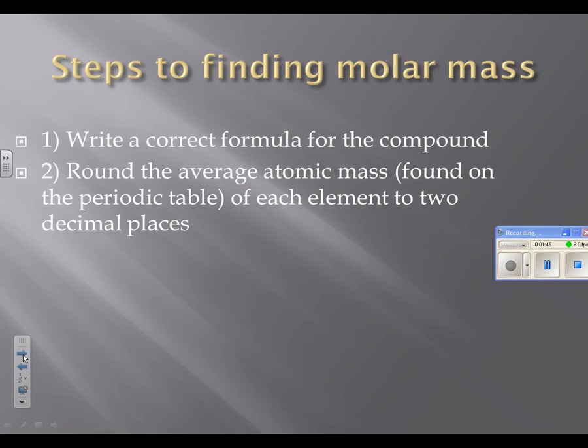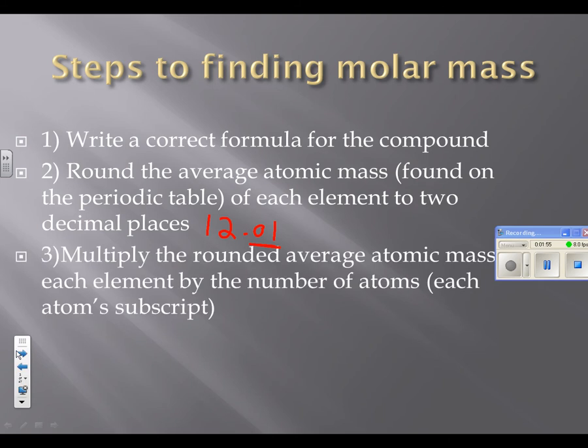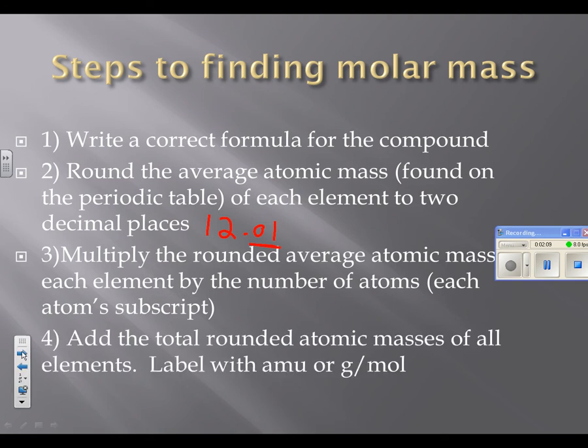That means if we're dealing with carbon, carbon would be 12.01. Those last 2 decimal places is what we need. Make sure you round correctly. Number 3, multiply the rounded average atomic mass of each element by the number of atoms, which means the subscript. So you're going to multiply atomic masses by the number of each element you have, and then you're going to add up all of those. Number 4, add the total rounded masses of all the elements. Great. So let's go ahead and put this into work.